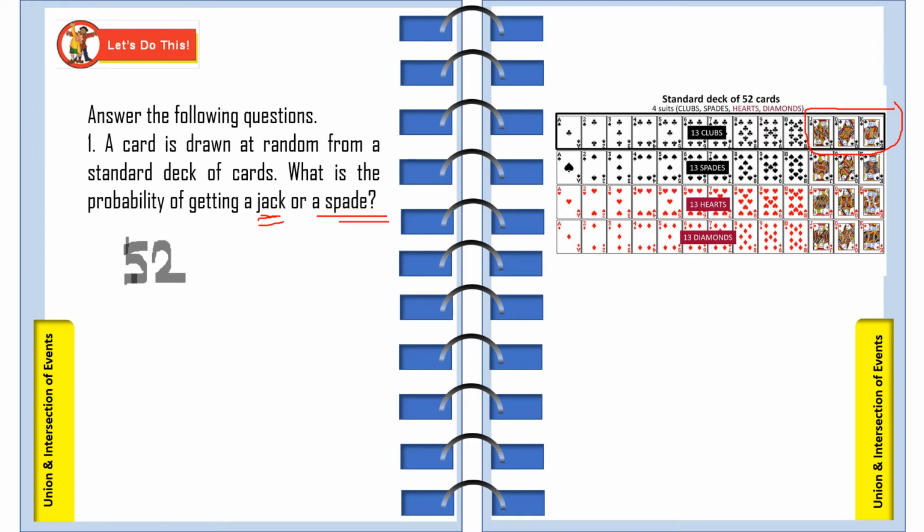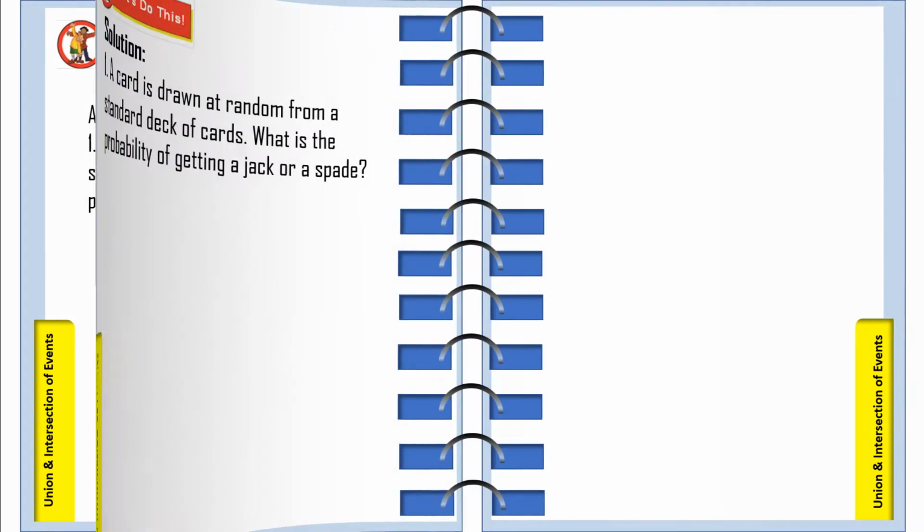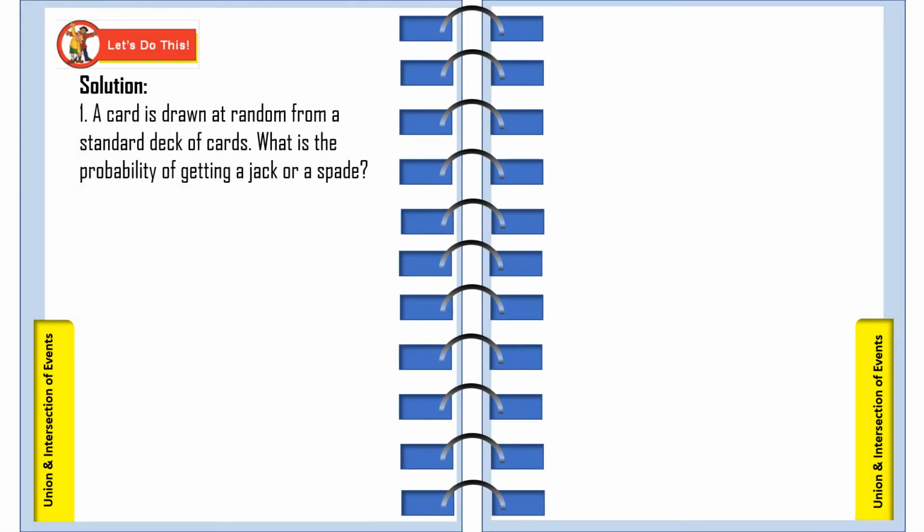Okay? So, I hope medyo may idea na kayo. So, please take note of the following kasi magagamit natin siya pag nag-solve, lalo na itong problem number 1 natin. Okay? So, let's start now to answer our first problem.